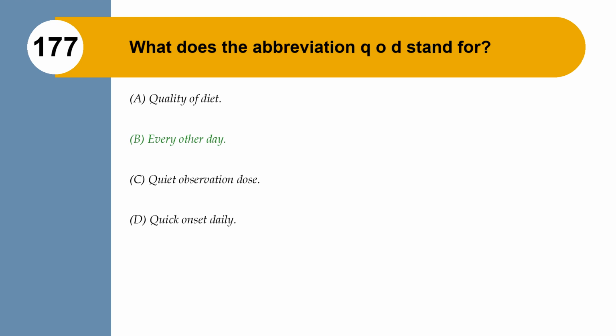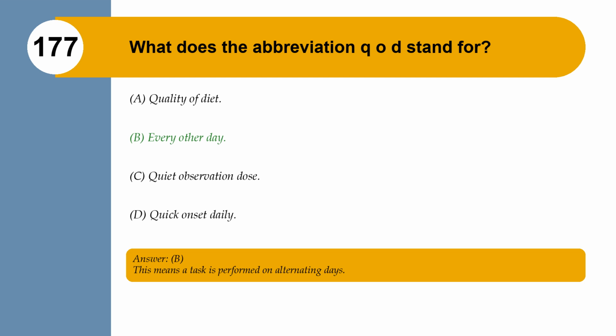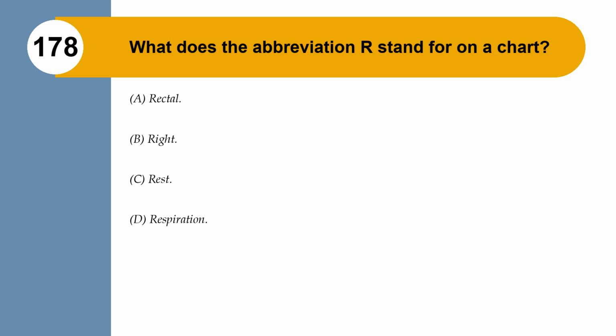The correct answer is option B, every other day. Explanation. This means a task is performed on alternating days. Question 178. What does the abbreviation R stand for on a chart? Option A, rectal. Option B, right. Option C, rest. Option D, respiration.